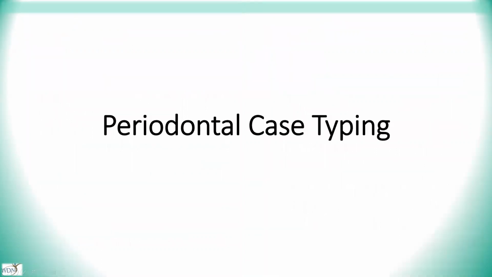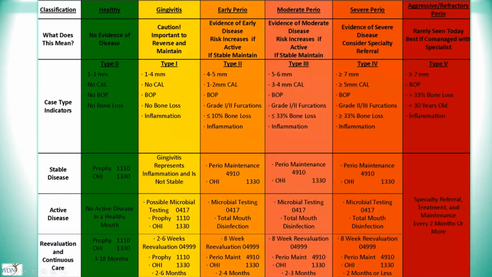So periodontal case typing is what we used to do, and what I wanted to do is just review this a little bit. It's really easy, but we had these charts that we would hang up in our operatories, and we talked about types of disease. Now, these charts and this assessment was done from collecting clinical data and then looking at the chart and seeing what column fit the clinical data that we obtained looking at our patients.